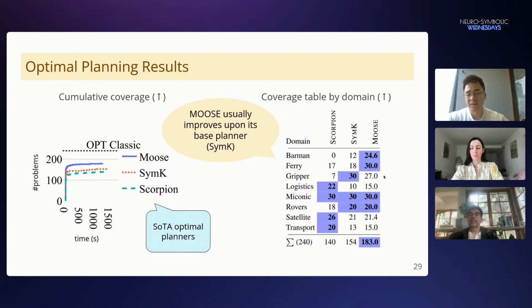There's one counterexample, one edge case, which is in this Gripper domain. The reason for this is that the pruning actually isn't helping that much, and there's some slight overhead for the pruning operator. So generally this means that Moose is not gaining much from the pruning, but losing some time.